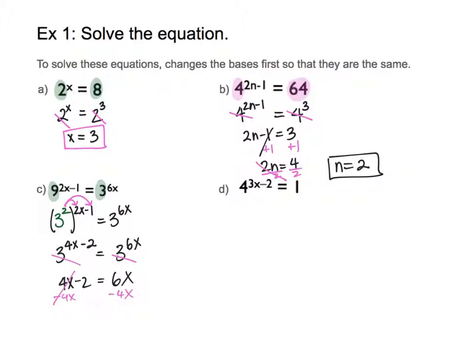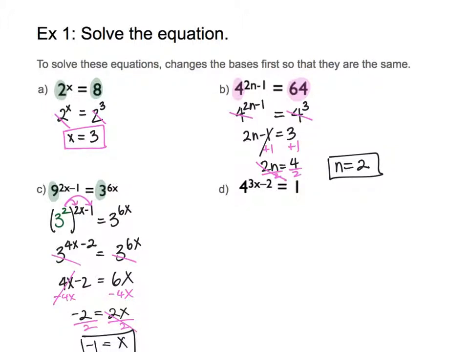That cancels, so I have negative 2 equals 6x minus 4x is 2x. If I divide by 2 to get rid of the 2 on the x, that's going to make x equal negative 2 divided by 2 gives you negative 1. And I have x by itself. Okay, that wasn't too bad.